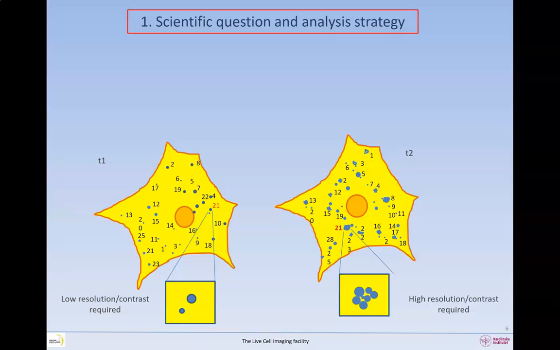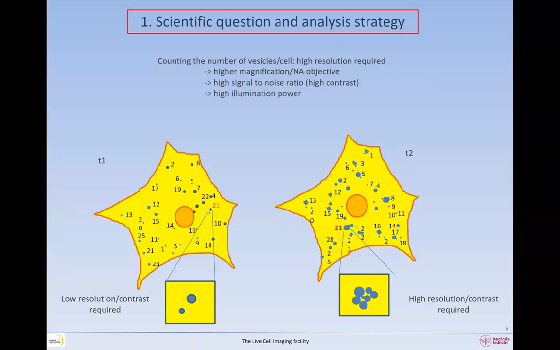So counting the number of vesicles at the end of your experiment means that you now need higher magnification, thus higher NA objective, and increased contrast. This will also mean higher illumination power on your cells, which means higher light toxicity. And even if you will be able to increase your magnification enough to see individual vesicles, it's still probably not possible to reliably count all vesicles anyways. So counting vesicles under these circumstances is not a very smart analysis strategy.